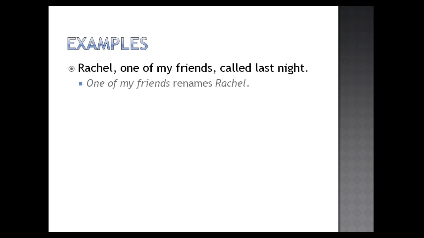If you're talking to someone who knows that you have a friend named Rachel, you may not have to say one of my friends, and so you just say Rachel called last night. That's an example of taking out the phrase between commas. So the first example is an example of a non-essential appositive.